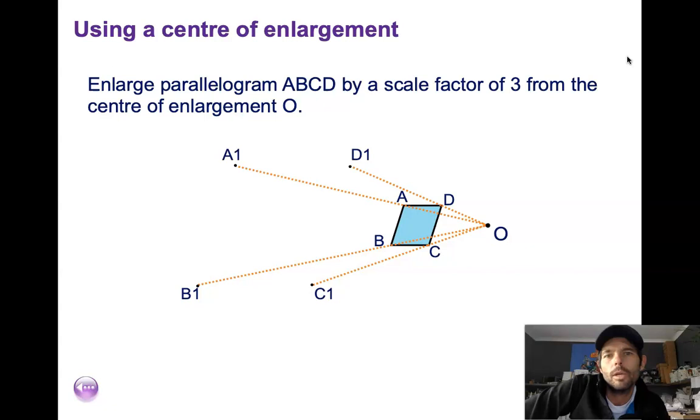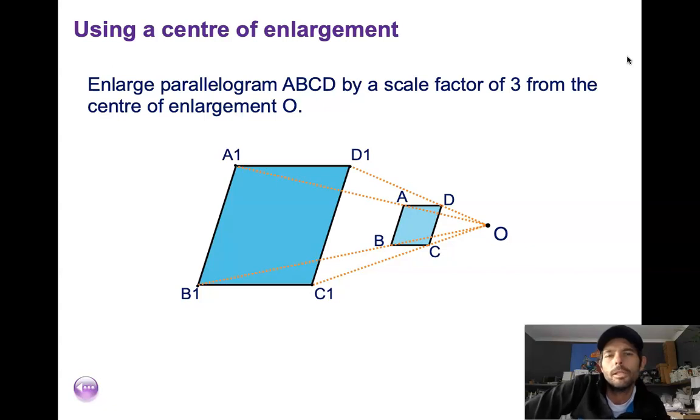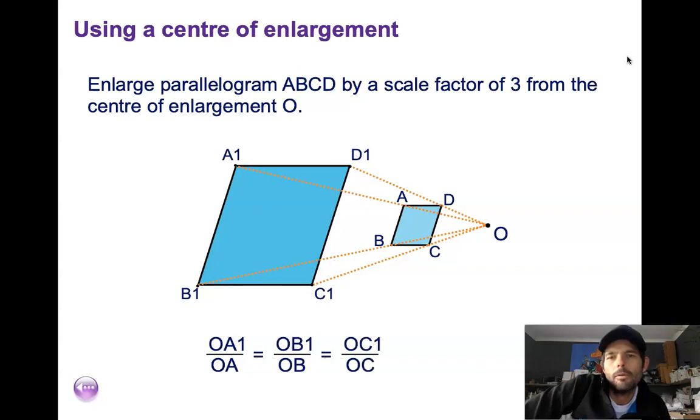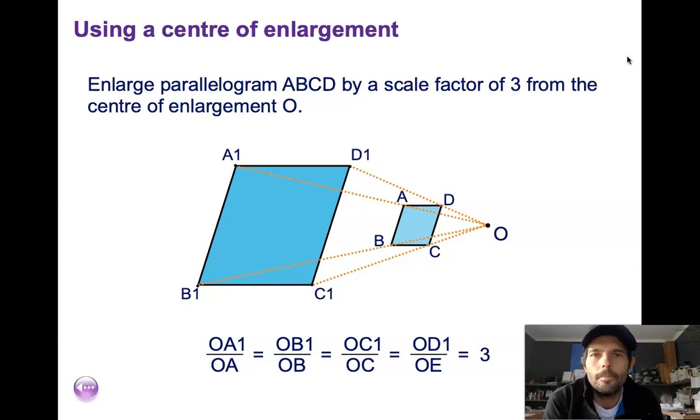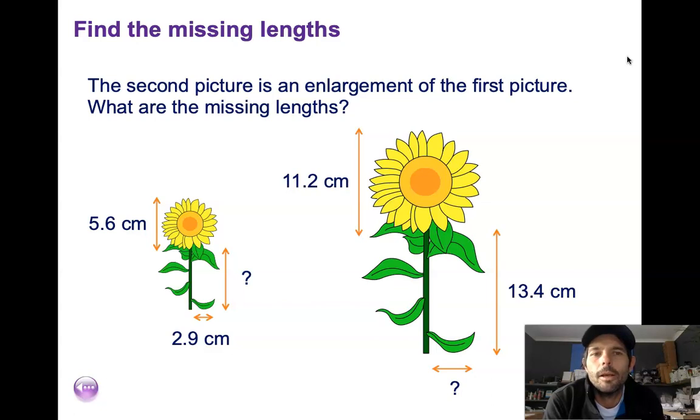Now it's a case of joining up those vertices, and you will notice that from OA to OA1 is going to be the same ratio throughout, meaning that it is a scale factor of 3.